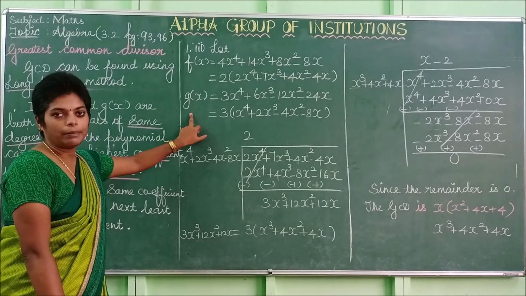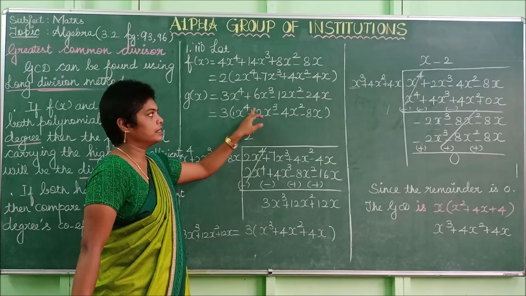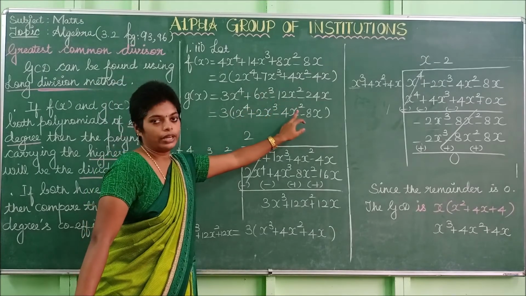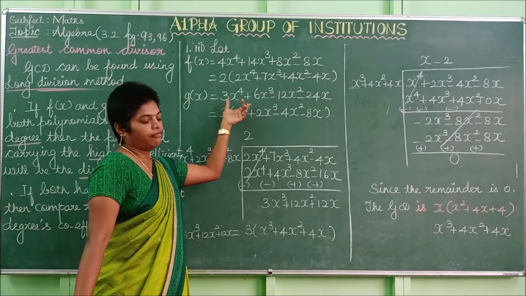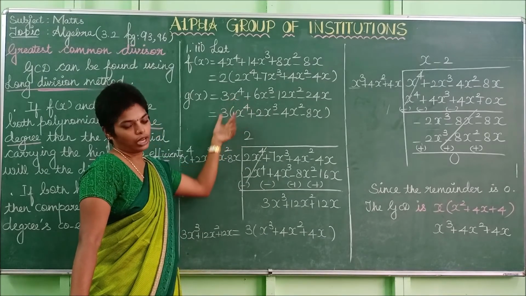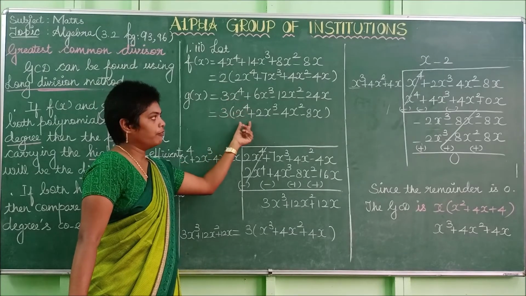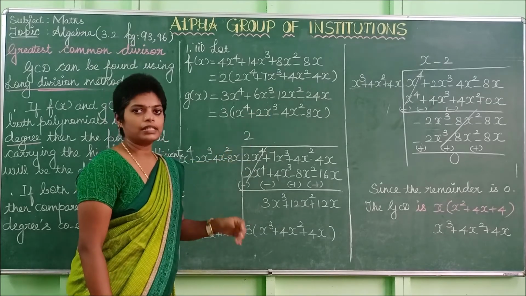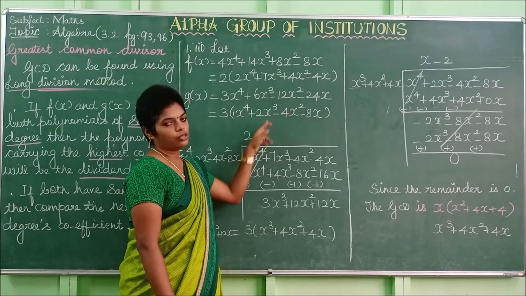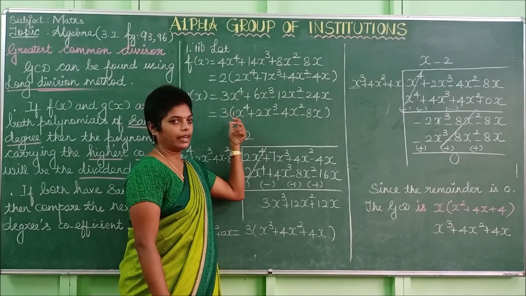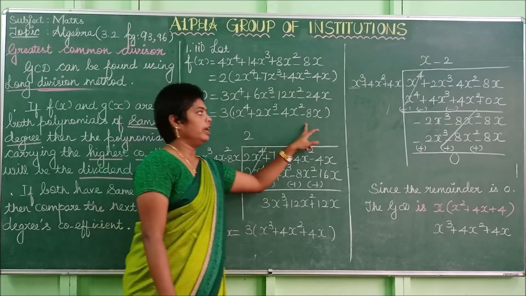Then listen to this g of x. Now take the second polynomial as g of x. g of x is equal to 3x power 4 plus 6x cube minus 12x squared minus 24x. In this step you can see that each and every coefficient comes in the 3 table, so you can take 3 as common. If you are taking 3, what are the terms? 1x power 4, plus 6 can be written as 3 into 2, so 2x cube, minus 12 is 3 into 4, so 4x squared, minus 24 can be written as 8 threes, so 8x.